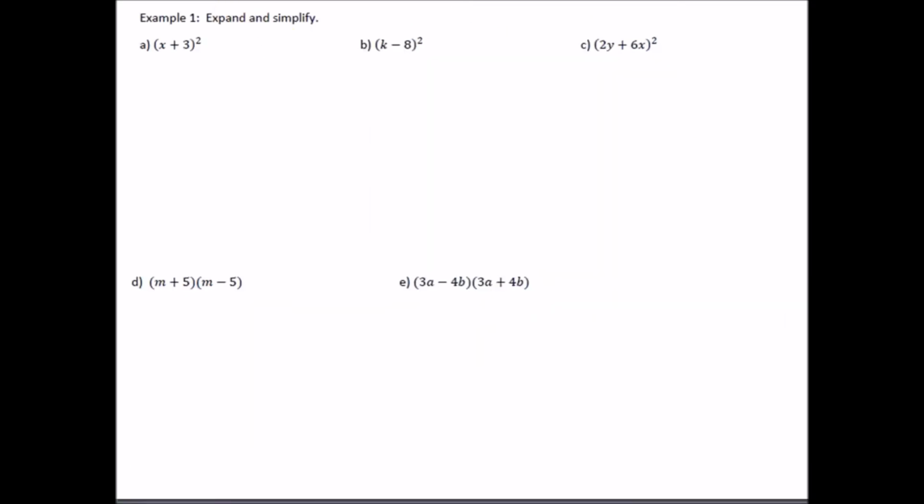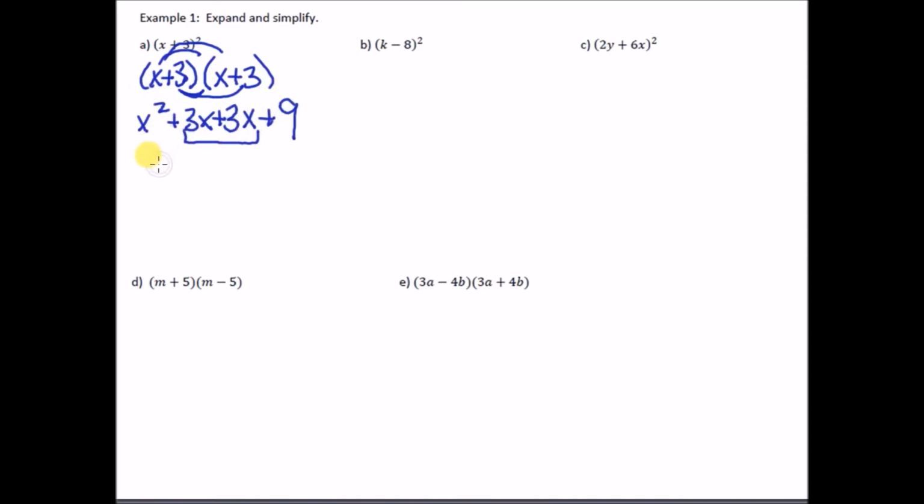Okay, so let's go ahead and expand and simplify. So the first three here are squaring binomials. That's that first example that we took a look at. Okay, so x plus 3 squared, what we want to do is we want to write it beside each other. Okay, when we go ahead and expand this, we get x squared plus 3x plus 3x plus 9. And that 3x is doubled, so it's actually x squared plus 6x plus 9.